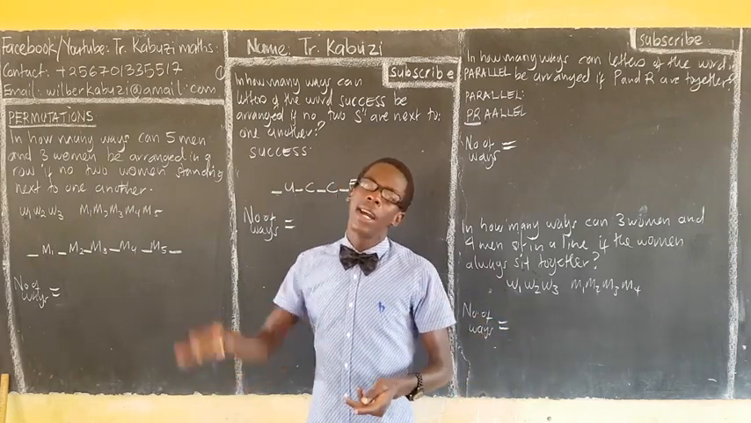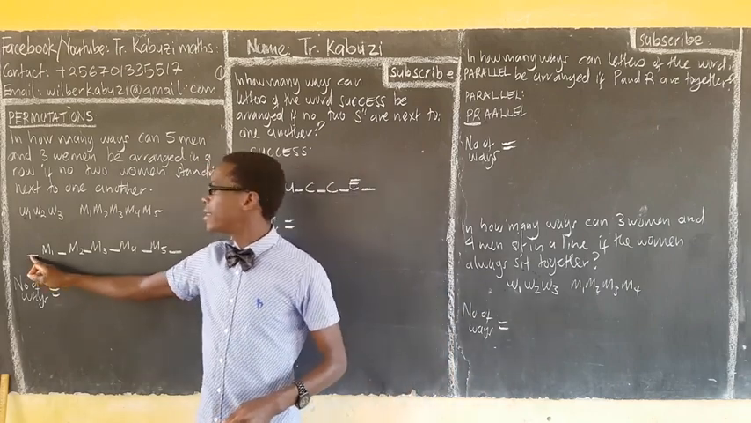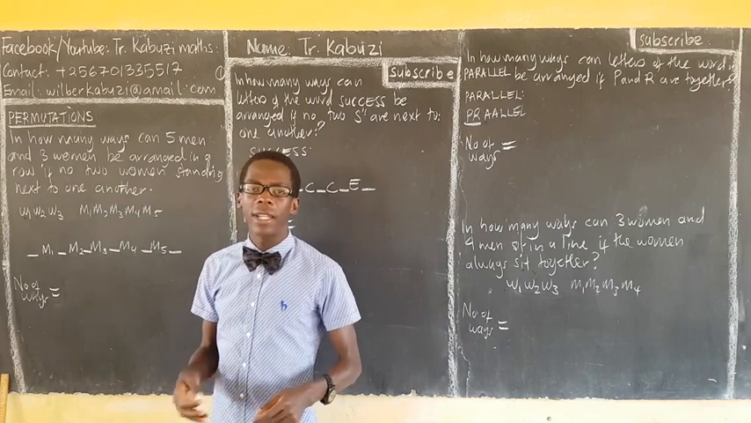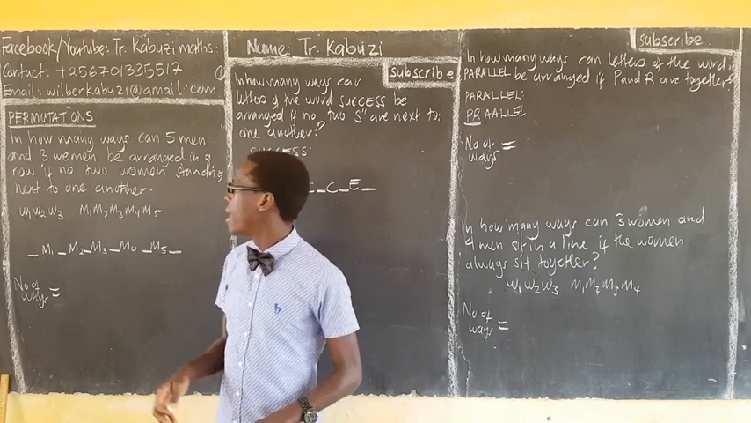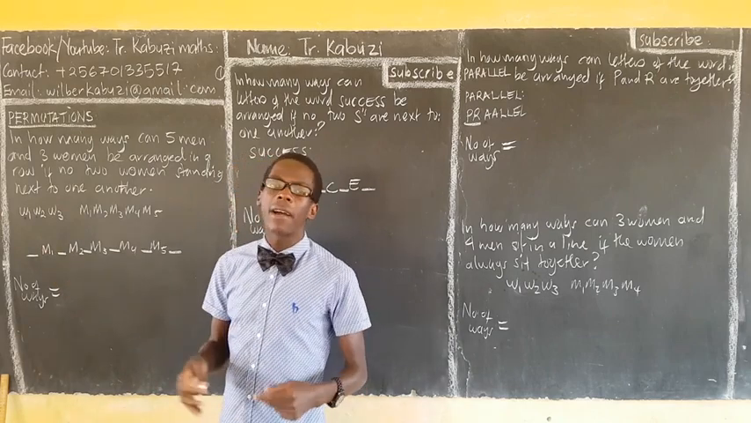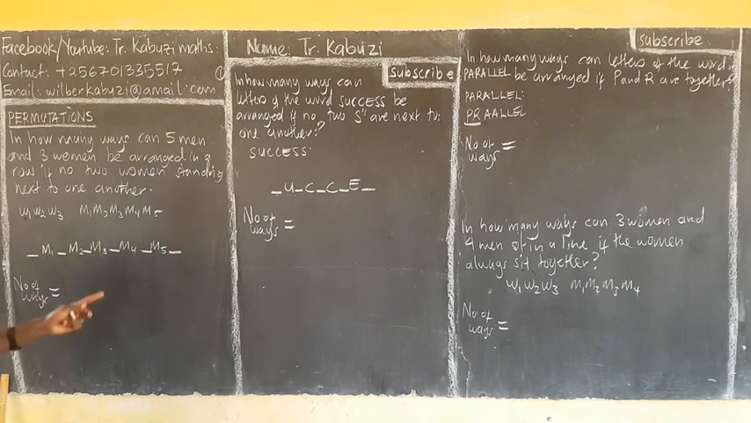Meaning, to avoid that, we should put a man in between. Now, I'm assuming if this is a woman and this is a woman, I should put a man in between so that I avoid them standing next to each other. Meaning that these men can be arranged in 5 factorial ways. So this one can be here, can be here, can be here. So for them, they are 5. They can be arranged first of all in 5 factorial ways.